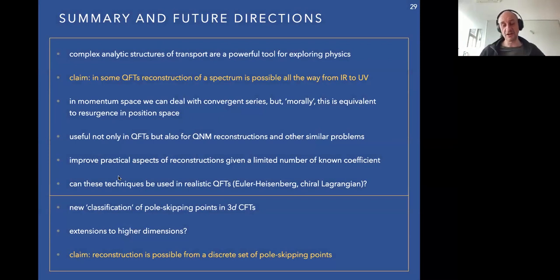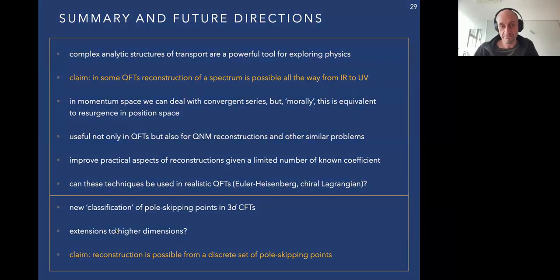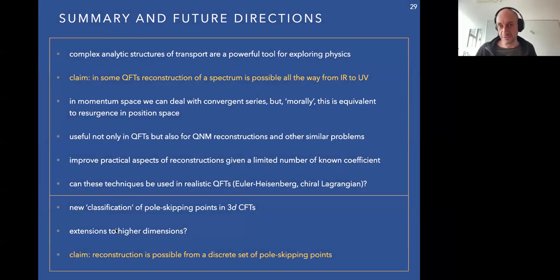And then the second part of the talk was telling you that there's some new structure in pole skipping that we uncovered for 3D CFTs. Why 3D CFTs? Because that was the actual example that I was also calculating in the first part. And then there's an open question of what one can do. Is there something like this in higher dimensions? Probably not. Actually, 4D gravity seems to be very special. This was also known before. 4D gravity is very special, but maybe there's something, who knows?